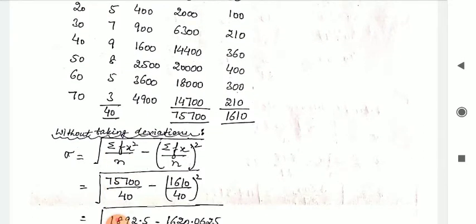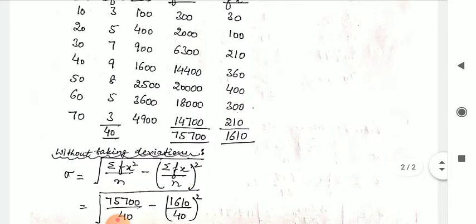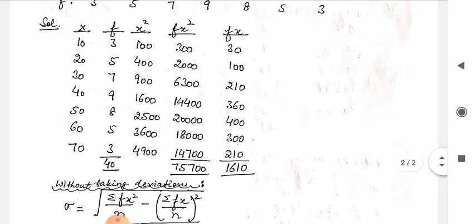If we take the formula of without taking deviations, the formula becomes standard deviation is equal to under root of sigma fx square over n minus sigma fx over n whole square. Now we would be using this formula and we'll put all the values in this formula. So according to it, we need f into x. So we would be making a column f into x.